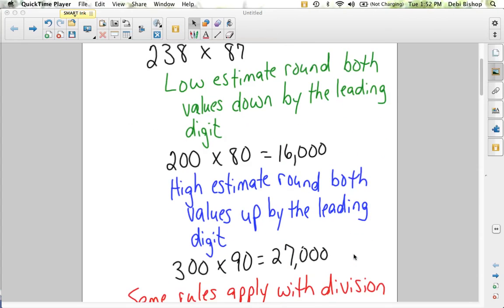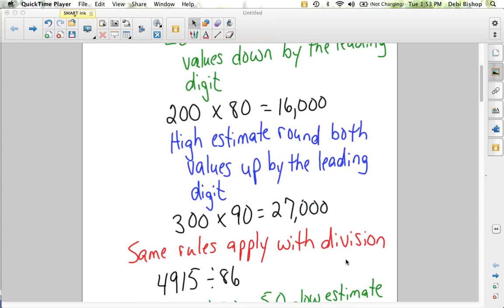Your high estimate, then, would be rounding it up. So your 238 goes to 300, 87 goes to 90, and then you multiply those and you get 27,000. So again, you just take your leading digit and you round the numbers up and down. So 238 goes to 200 for rounding down, and then 300 to round up. And 87 goes to 80 to round down, and 90 to round up.